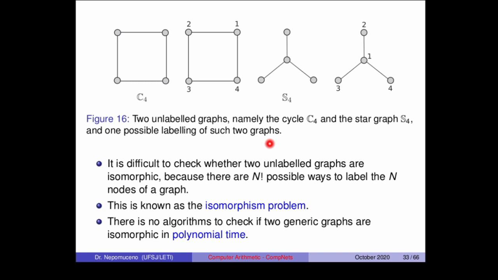Two labeled graphs, namely the cycle C4 and the star graph S4, and one possible labeling of such two graphs. It's difficult to check whether two unlabeled graphs are isomorphic, because there are n factorial possible ways to label the n nodes of a graph. This is known as the isomorphism problem. There is no known algorithm to check if two generic graphs are isomorphic in polynomial time.